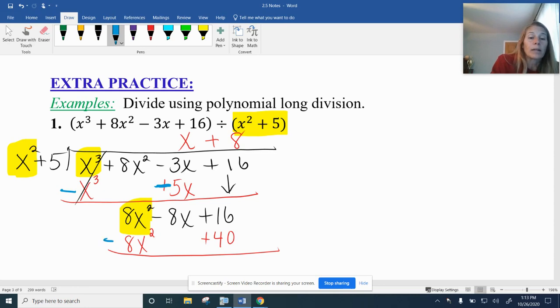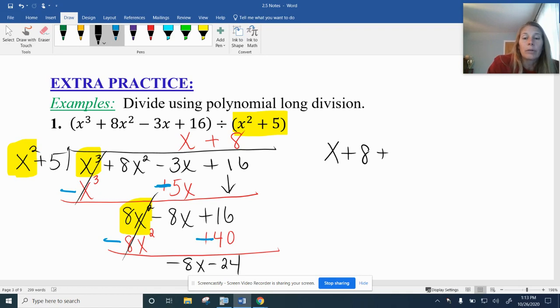So now I'm subtracting both of these terms. The 8x squares cancel. I'm left with negative 8x, and 16 minus 40 is negative 24. And that's my remainder because x squared can't go into 8x. So my solution here is x plus 8 plus the remainder, which is negative 8x minus 24, and that goes over my divisor, which is x squared plus 5.